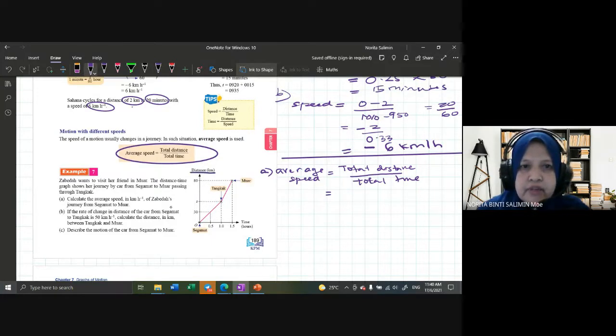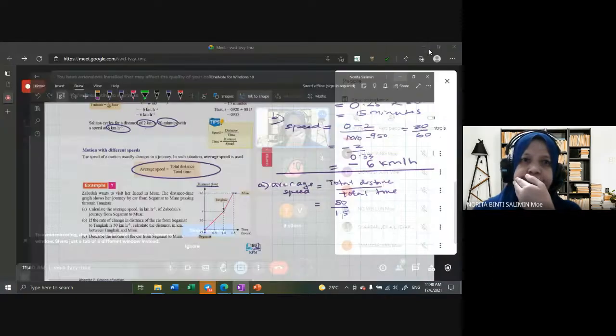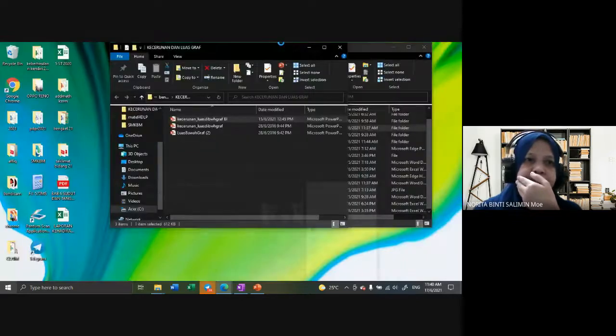Okay, total distance from Segamat to MEWAH. Total distance, how many kilometer? From Segamat to MEWAH. How many kilometer? 80. Okay, 80. Over what? How many hours? From 0 to 1.5. Okay, 1.5. So we just, where is my calculator just now? Okay, 80 divided by 1.5. Berapa dapat?